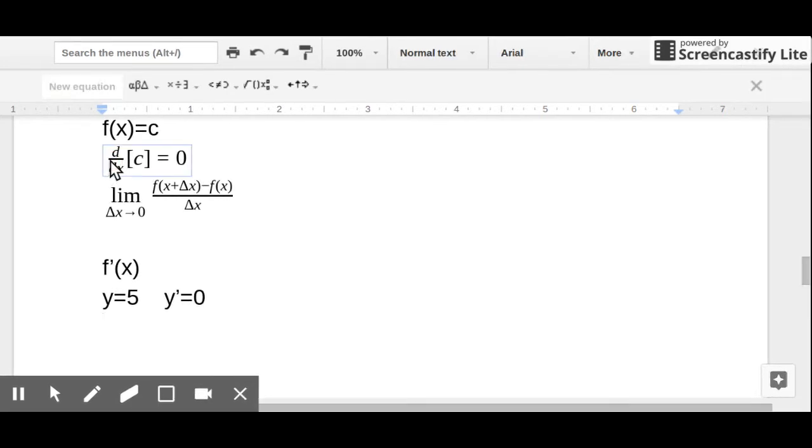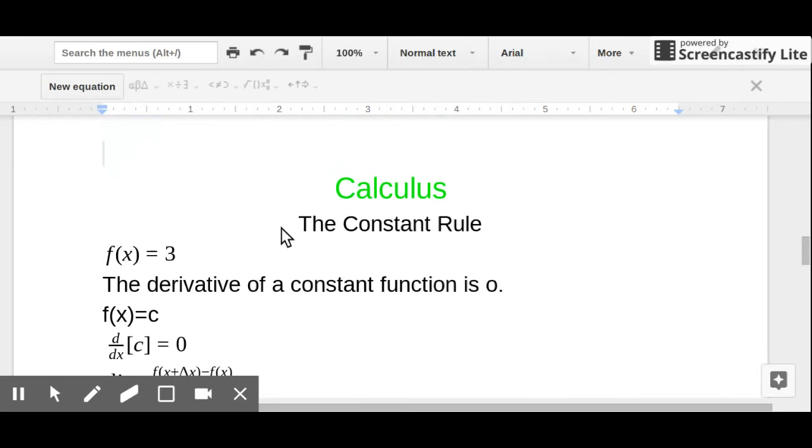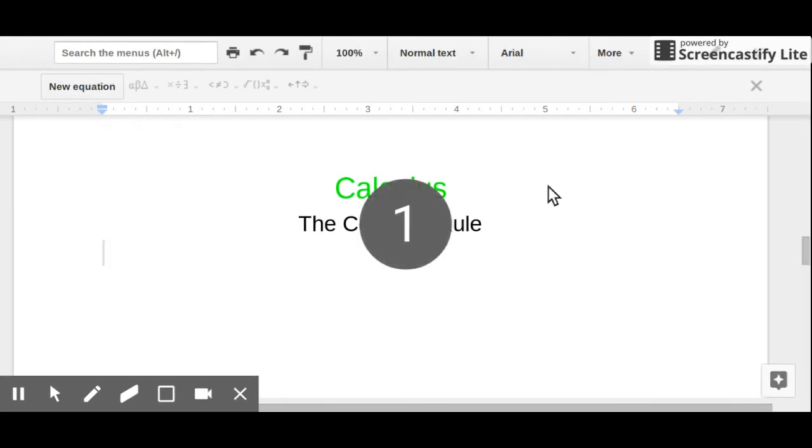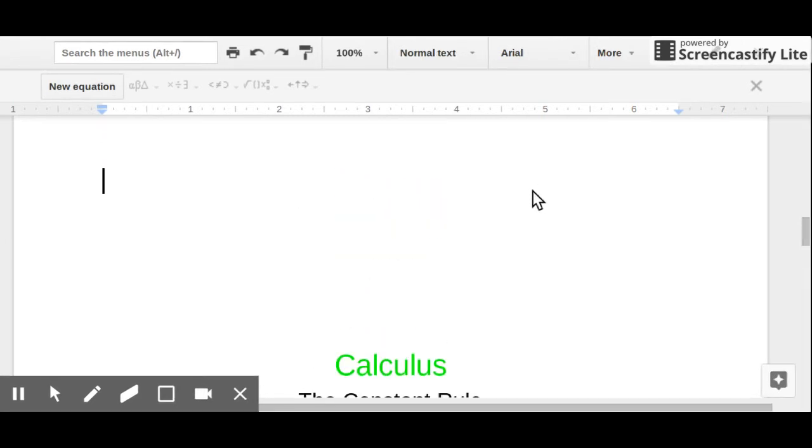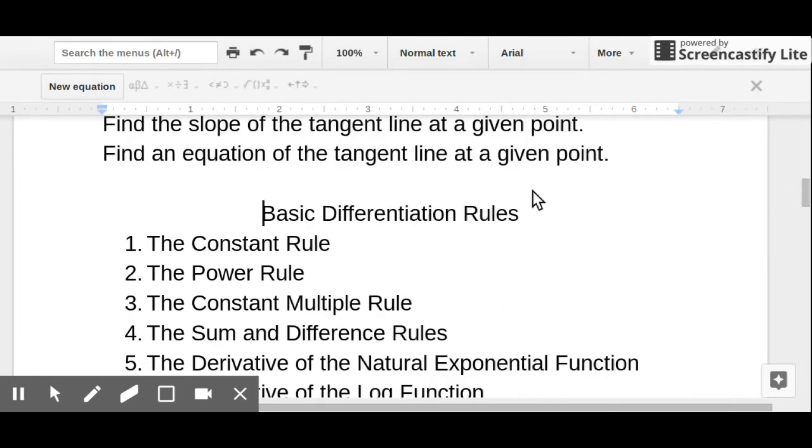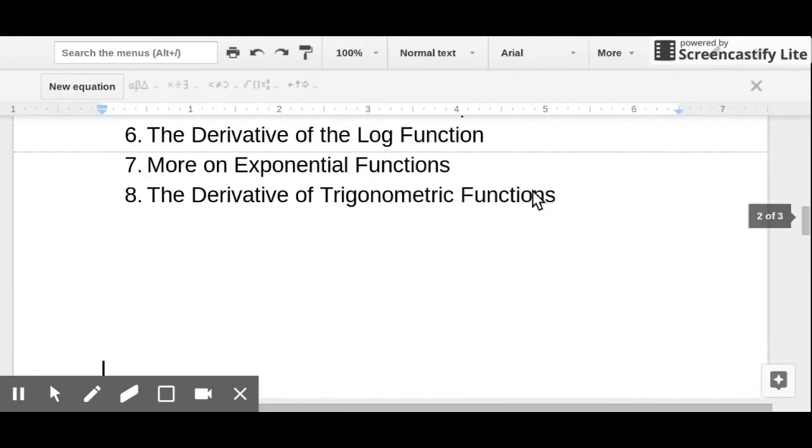Or we might have a situation like this up here, where you have d over dx. So these are the three types of notations, and I'll be mixing them up as we go when we're asked to find the derivative. So that's going over the constant rule, pretty simple. We're doing the basic differentiation rules, and we're here at number 1, looking at the constant rule.